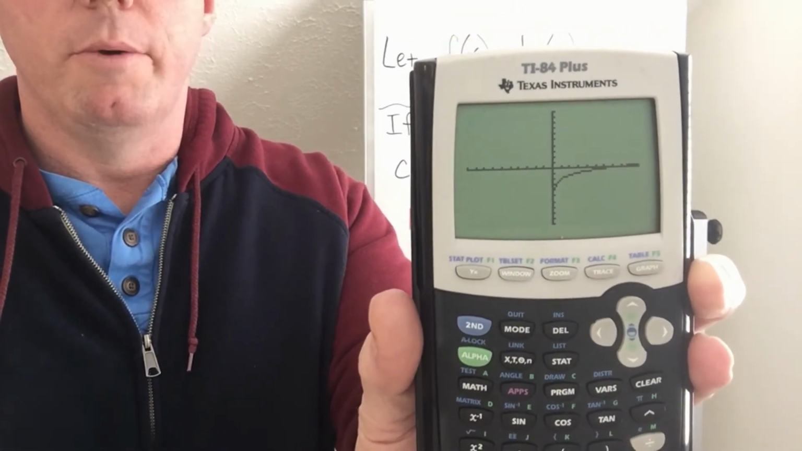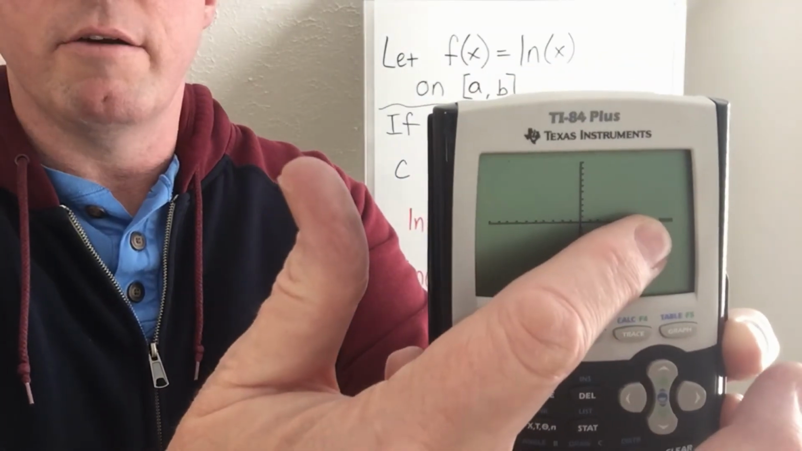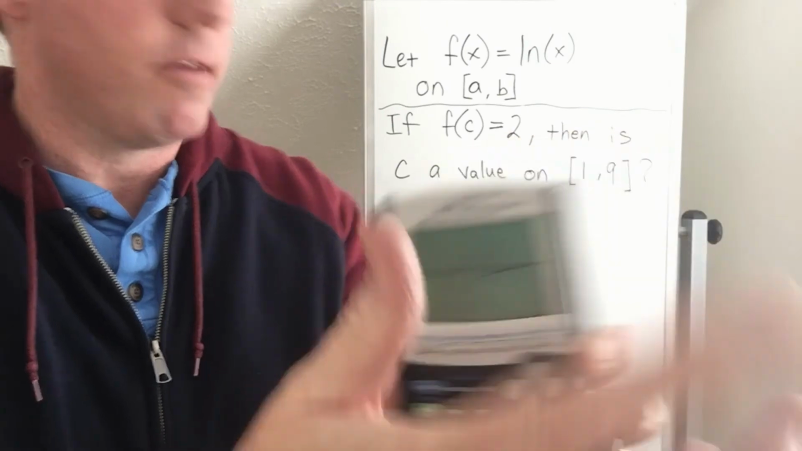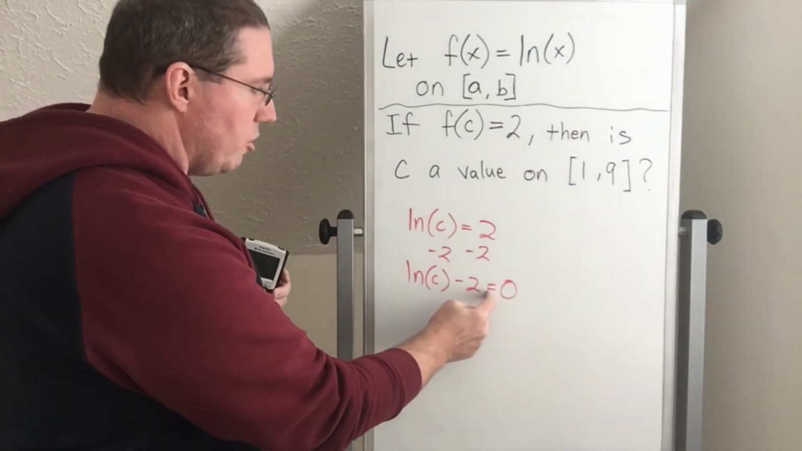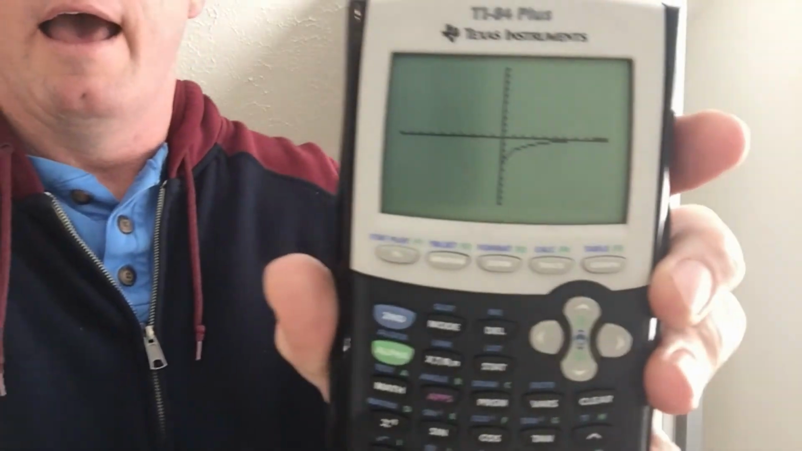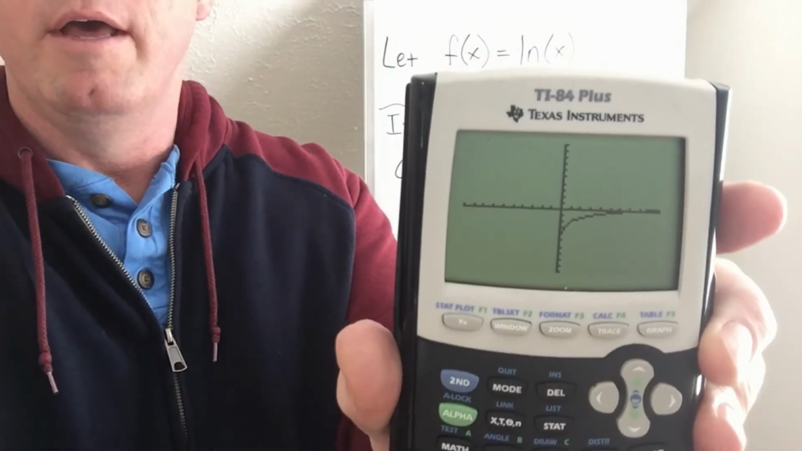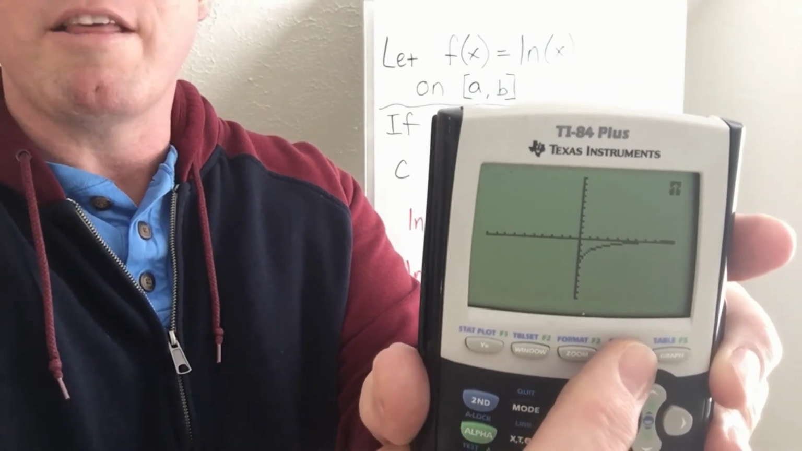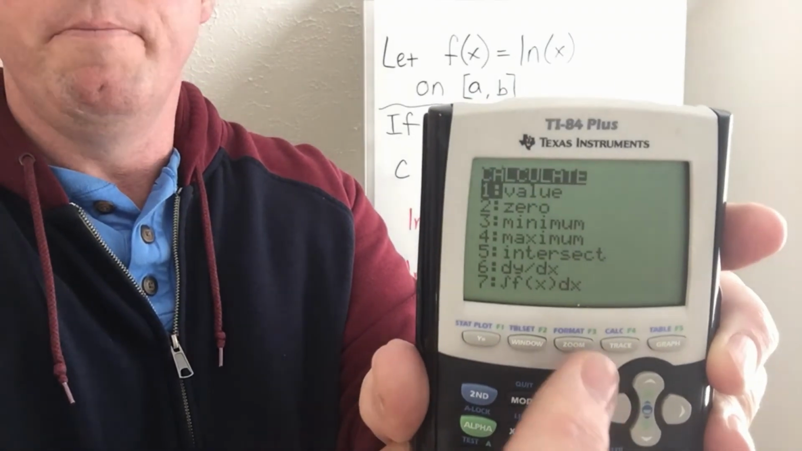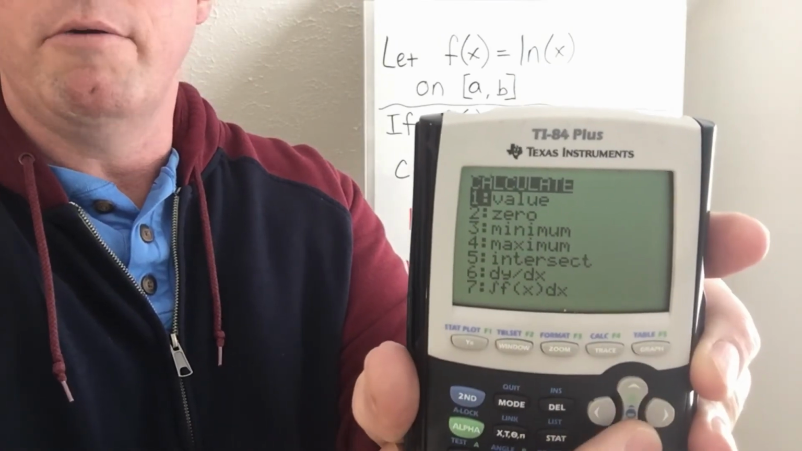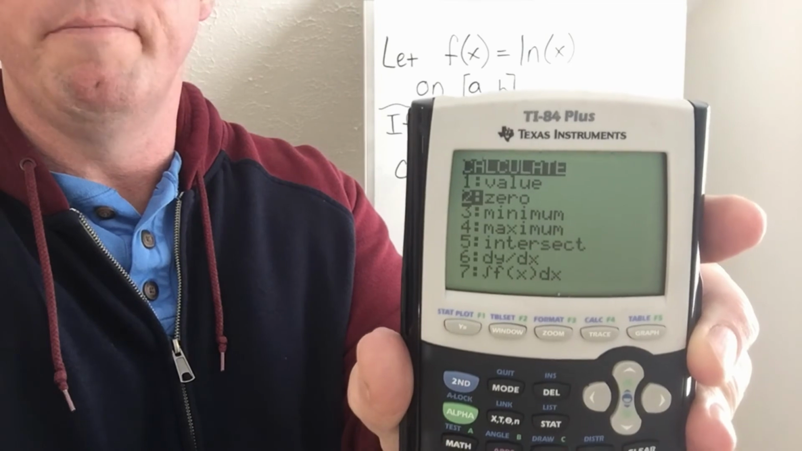And now, do you see how the 0 is all the way over here where it crosses the x-axis? That's where this is going to be equal to 0. Equal to 0 means crossing the x-axis, right? And the way that I'm going to find that 0 is I'm going to press the second button, then the trace button, which gives me the calculate menu. Do you see the second option here that says 0? So I'm going to arrow down to that, and I'm going to press enter.